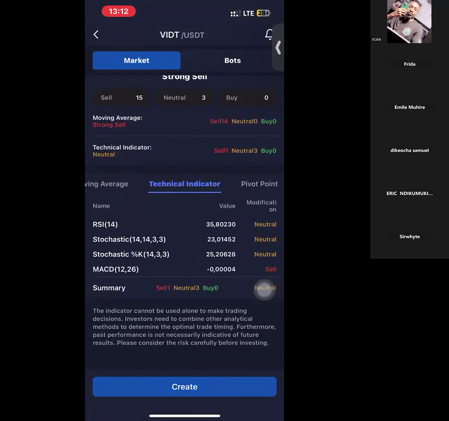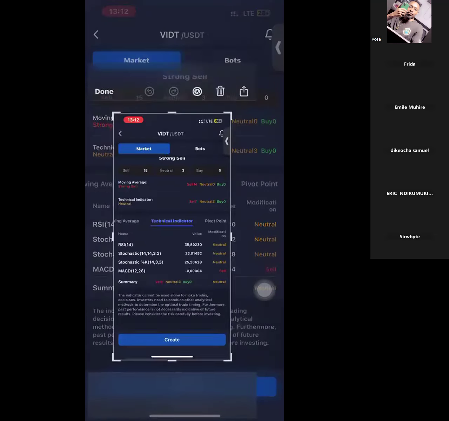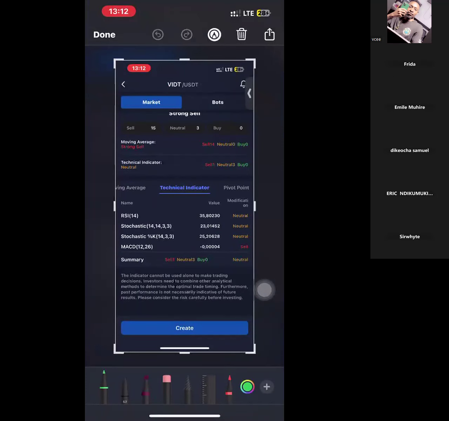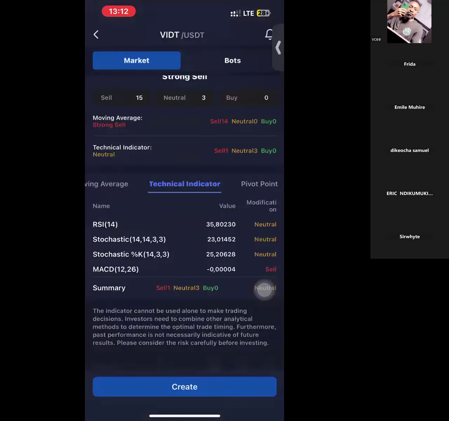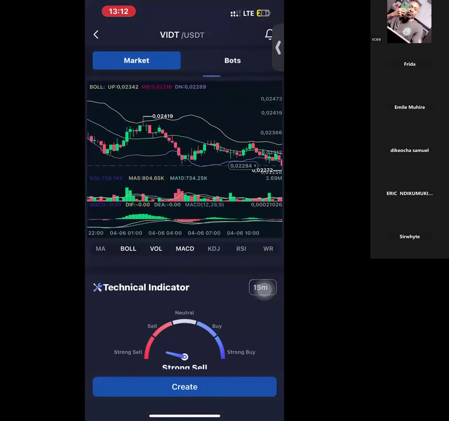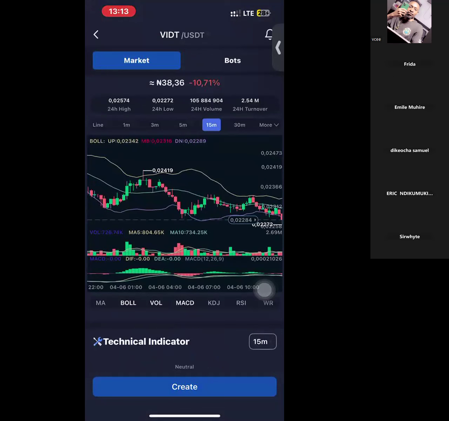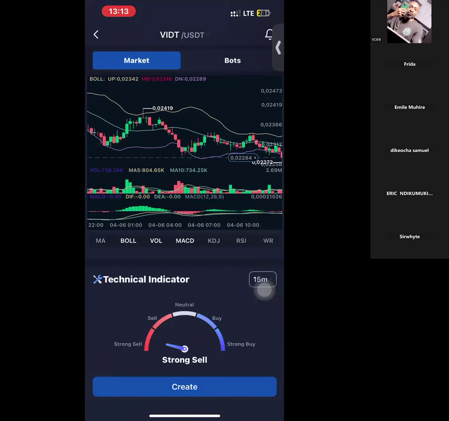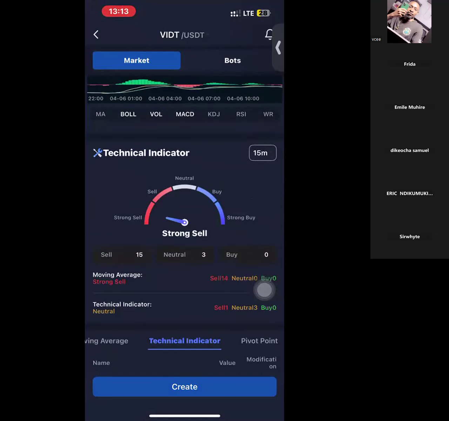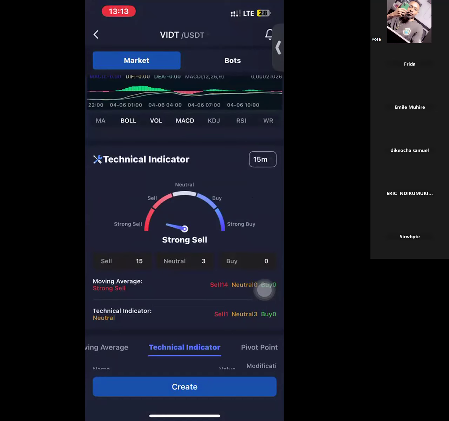Right here, I'll just tell you what you need to know. This coin is not qualified, but there are two things. After you check if the coin is on an upward trend or a downward trend, the next thing is to scroll down. You come to the second thing here, called the technical indicator. We can see that this one is pointing at strong sell, which means it's qualified for us to continue checking.